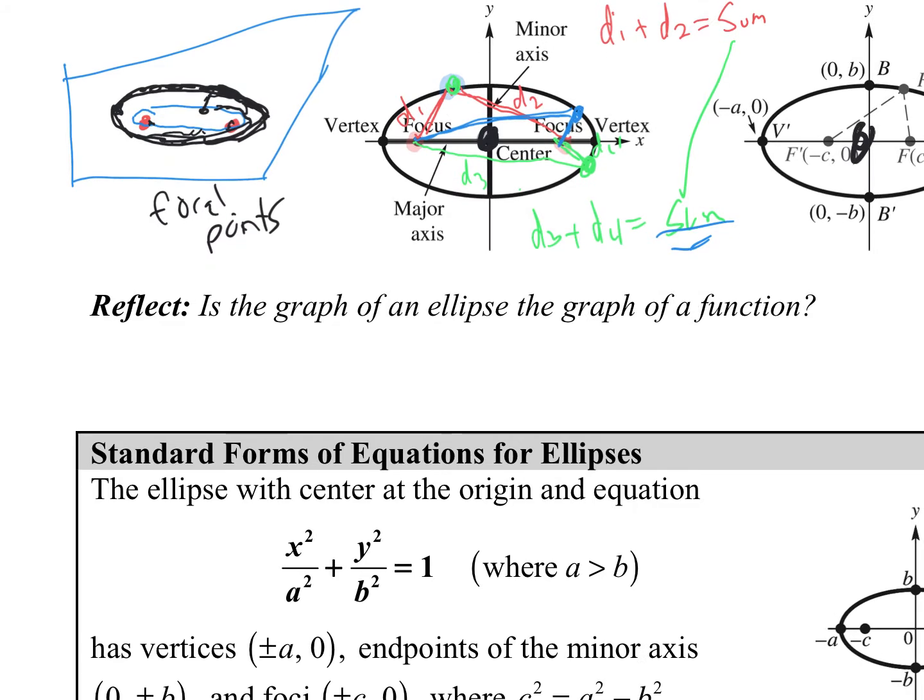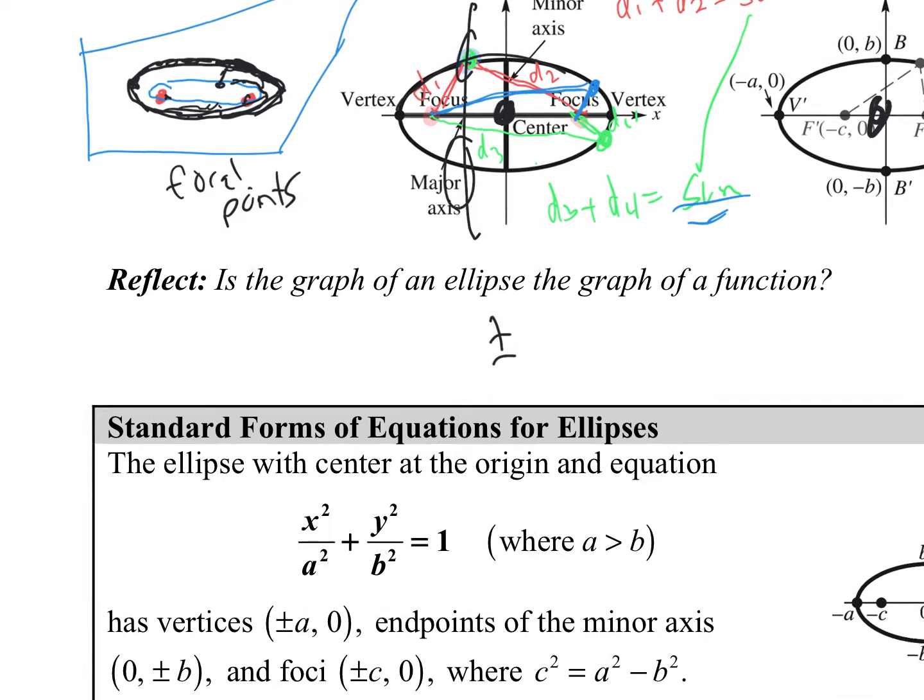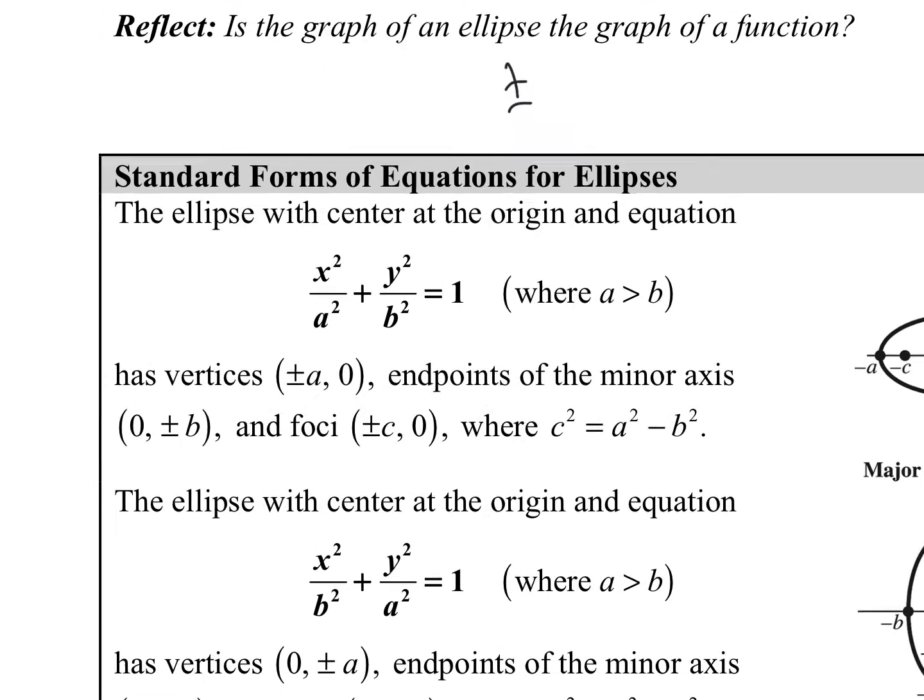Is the graph of an ellipse the graph of a function? No, it's not a function because look, it fails the vertical line test. But you could divide that into two graphs, the upper and lower, the plus or minus of something, if we were to solve it for y. But we'll get to that. Maybe we'll get to that.